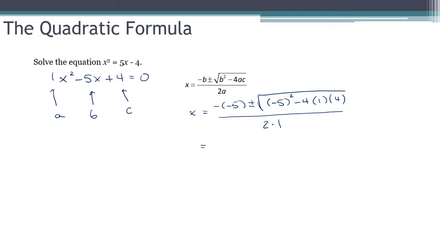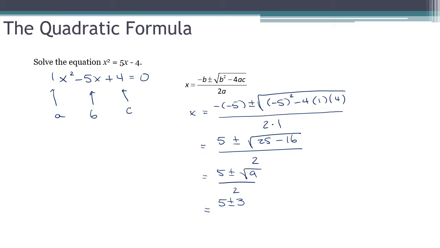All right, so negative 5, that's plus 5, plus or minus negative 5 squared. You see why I said it was important to get the parentheses there? You have to see that this is negative 5 times negative 5. So this is positive 25 minus 16, over 2. All right, 5 plus or minus the square root of 25 minus 16, that's 9, over 2. And now this one I can take further. The square root of 9 is 3. So this is 5 plus or minus 3 over 2.